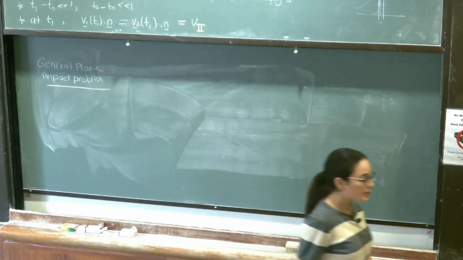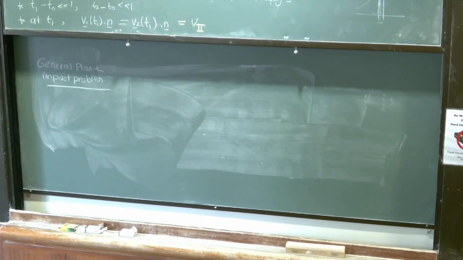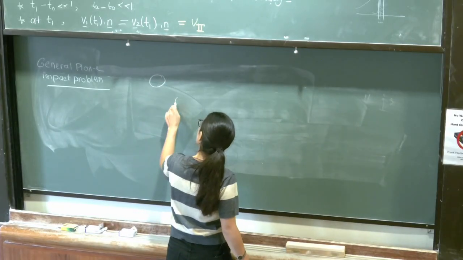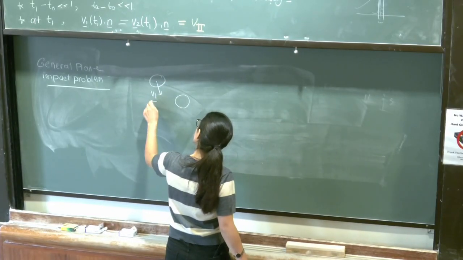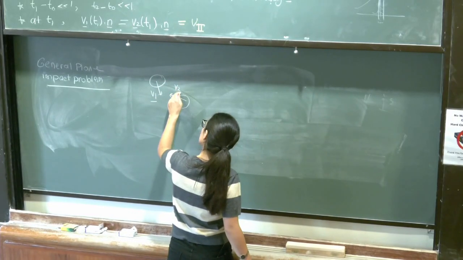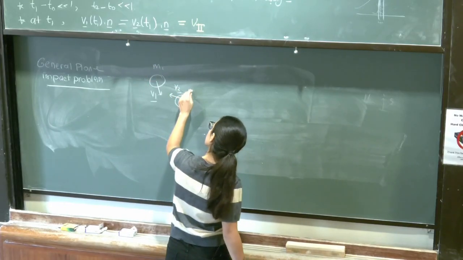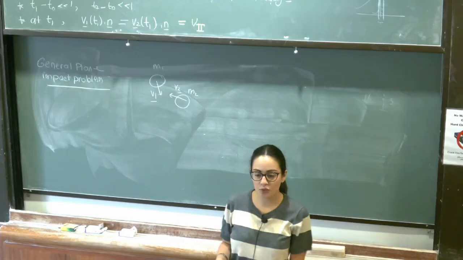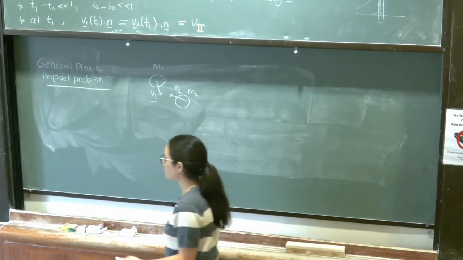Okay, general plane impact problem. We have two particles colliding in the plane. Given the pre-impact velocities of the two particles, how do I calculate the post-impact velocities?